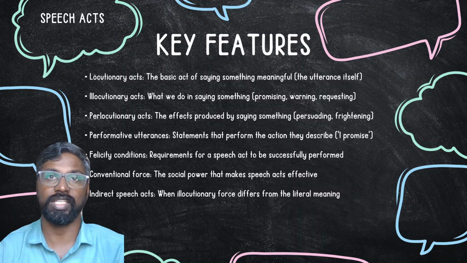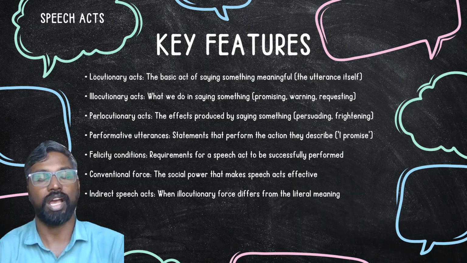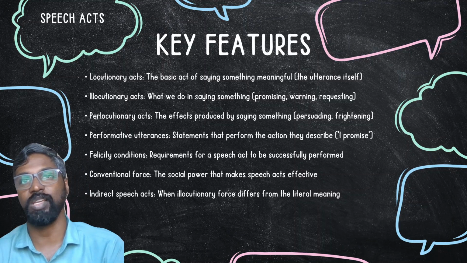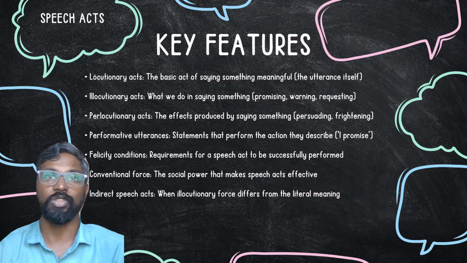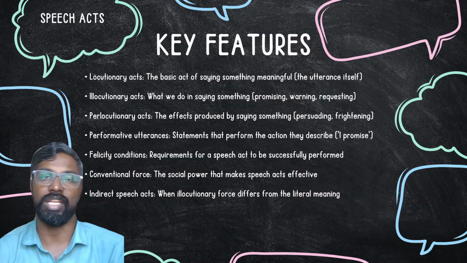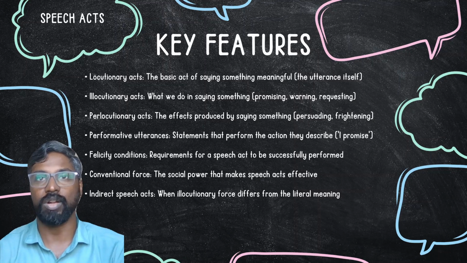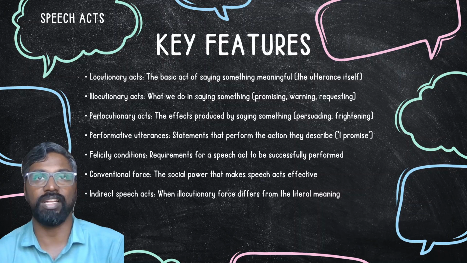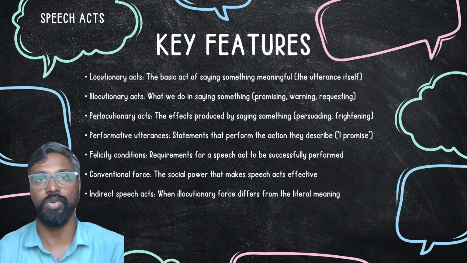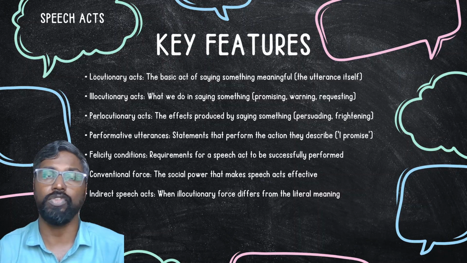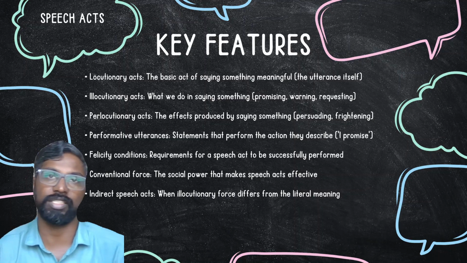Performative utterances, which are statements that perform the action they describe. I promise. Felicity conditions, which are requirements for a speech act to be successfully performed. Conventional force, the social power that makes speech acts effective. Indirect speech acts, which is when illocutionary force differs from the literal meaning. For UGC NET, remember that Austin initially distinguished between constative utterances, which describe reality, and performative utterances, which do things. But he developed the later, more comprehensive three-level theory of locutionary, illocutionary, and perlocutionary acts.